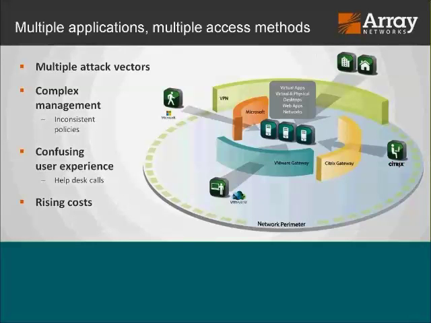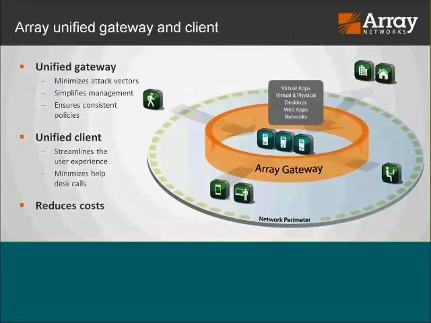And one of the good things about the SSL VPN is it has an ability to address or alleviate some of those challenges. Because the Array SSL VPN can provide access to any kind of VMware, Citrix, Microsoft, virtualized, physical, any kind of application, you can have a unified gateway and a unified client. So with the unified gateway, again, you minimize that attack vector. You've got one gateway to watch. So you minimize attack vectors, simplify management, and at the same time, you have consistent policies for all users.